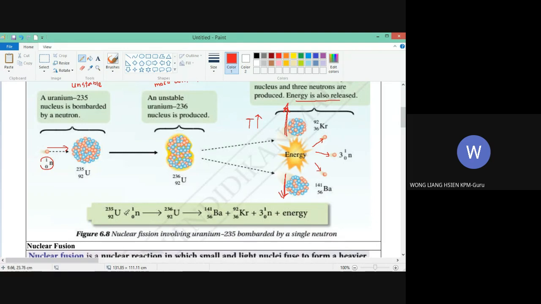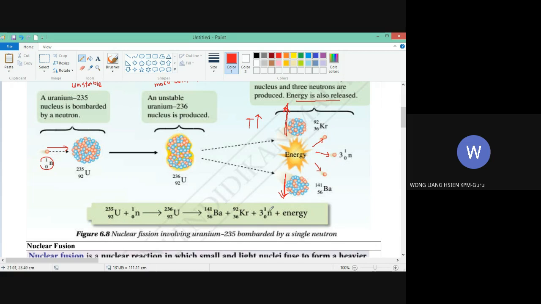You see here uranium-235 plus 1 neutron becomes uranium-236. This uranium-236 only exists for a very, very short time, because it will immediately split into barium-141 and krypton-92, and 3 neutrons released from the nuclear fission. The barium flies out, the krypton flies out, the 3 neutrons fly out, and energy. This energy means the kinetic energy of the barium, of the krypton, of the neutrons.